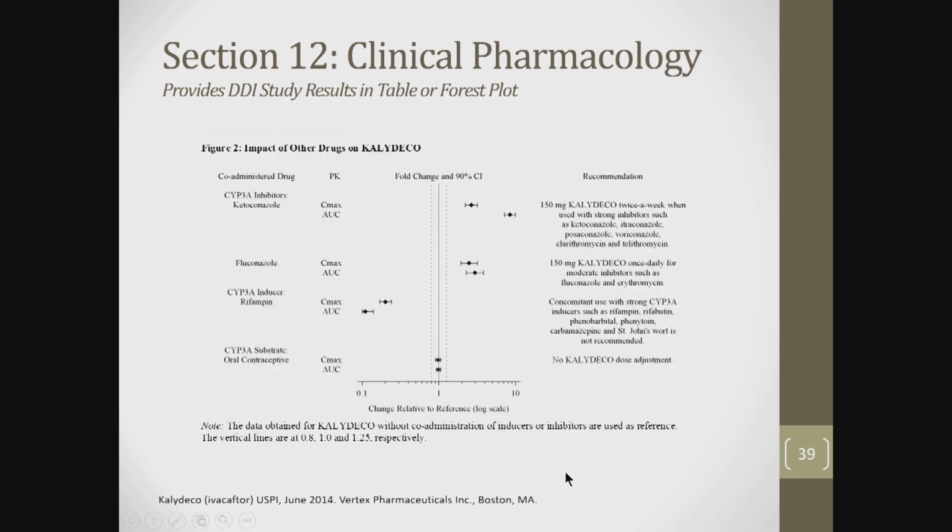In section 12 of the label, we've characterized the result of all the drug interaction studies we conducted here on a forest plot, so you can actually see the magnitude of effect of drugs on Kalydeco. We also studied the effect of Kalydeco on an oral contraceptive. So in that case, the oral contraceptive is a substrate. And you can see here there was no effect on the exposure of the progestin or estrogen component of the oral contraceptive.